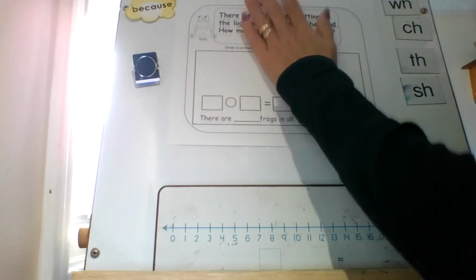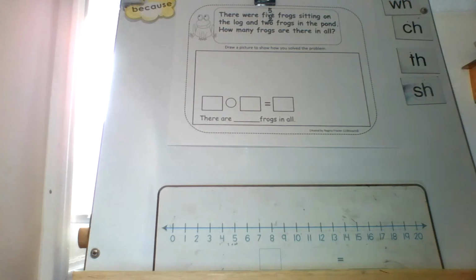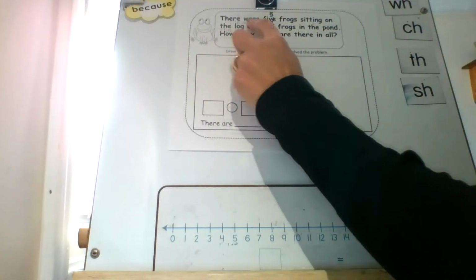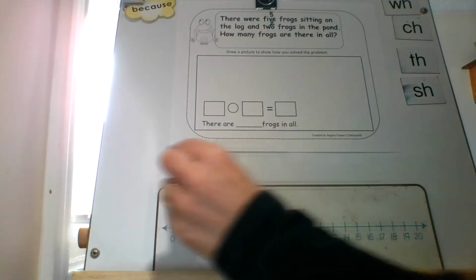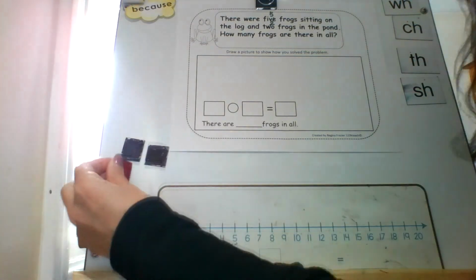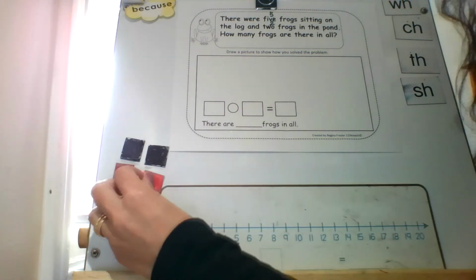So let's start with some counters. If you have some counters, your manipulatives, you can use anything. I have some little colored magnets that I've been using, but you can use anything you want. You can use pasta, cotton balls, scraps of paper, anything to help you figure out your 2 groups. So the first one says there were 5. So I'm going to put 5 over here because that's my first group. 1, 2, 3, 4, 5.